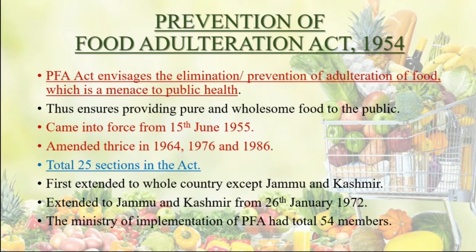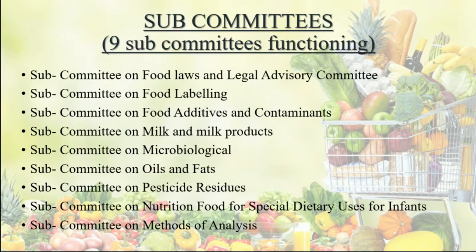So when the act was made, at that time the committee had 54 members, so the total number of members were 54. And there were different subcommittees in the Prevention Act. So there were total of 9 subcommittees. So the 9 subcommittees were Committee on Food Laws and Legal Advisory Committee, Committee on Food Labeling, Committee on Food Additives and Contaminants, Committee on Milk and Milk Products, Committee on Microbiological, Committee on Oils and Fats, on Pesticide Residues, Nutritional Food for Special Dietary Use of Infants, and Methods of Analysis.